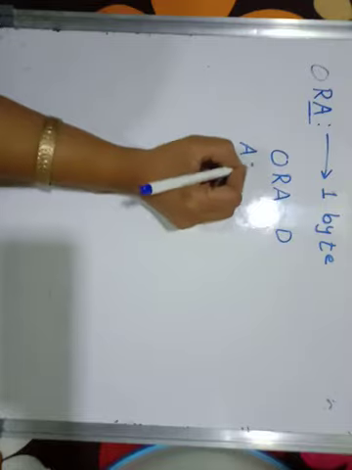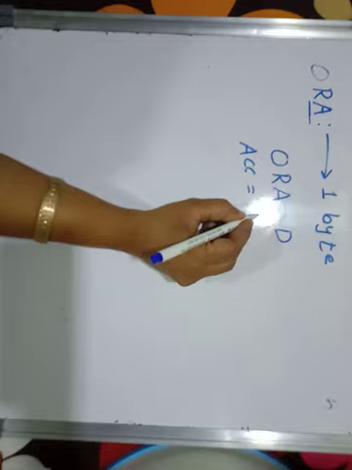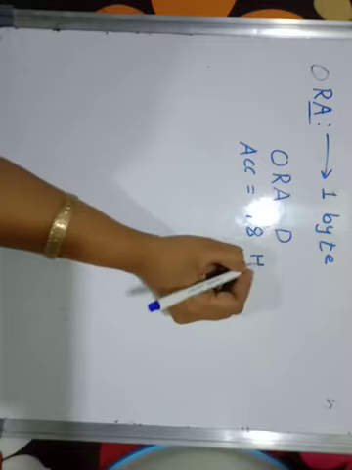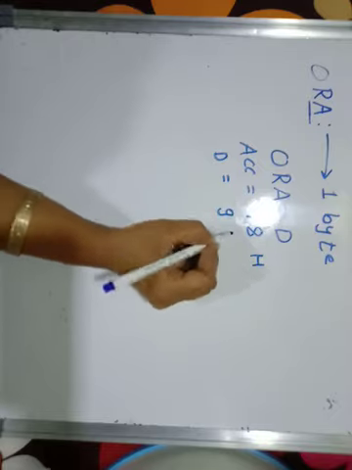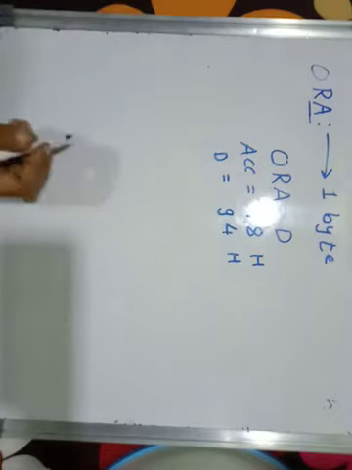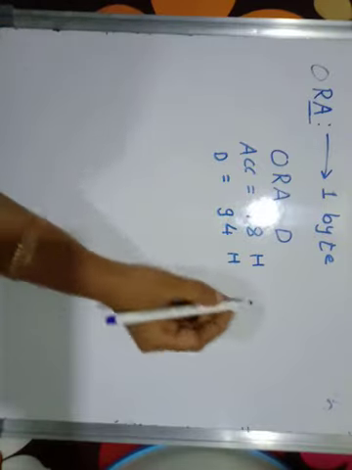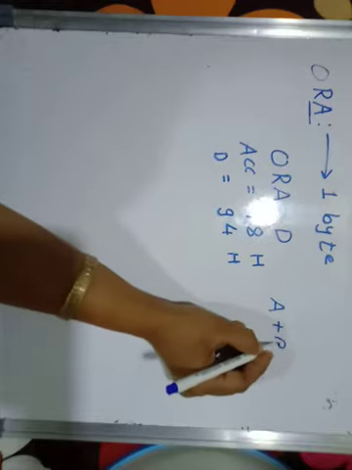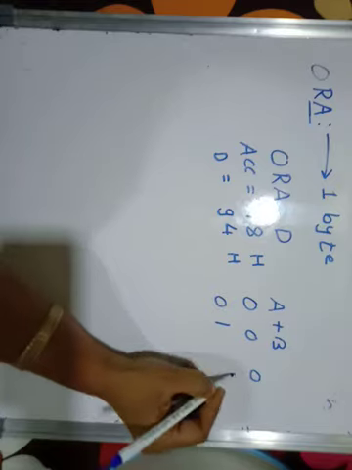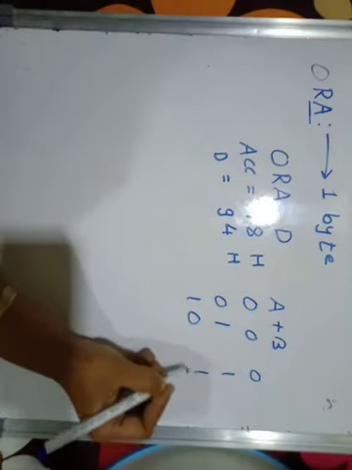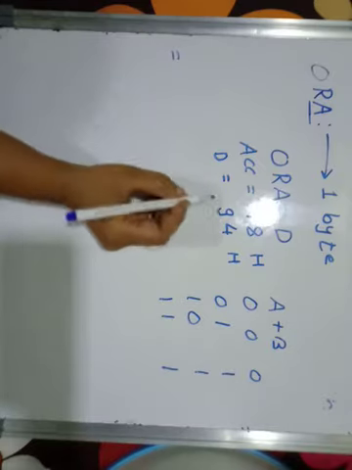So the accumulator's contents are given. Accumulator is equal to 78H, and you have been given the register D, whose content is 94H. So we are going to perform the logical OR operation. It is nothing but A plus B, meaning 0 0 gives 0, 0 1 gives 1, 1 0 gives 1, 1 1 gives 1, likewise. Okay, so what do we have to perform then?